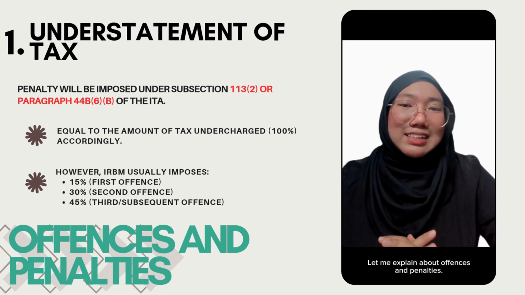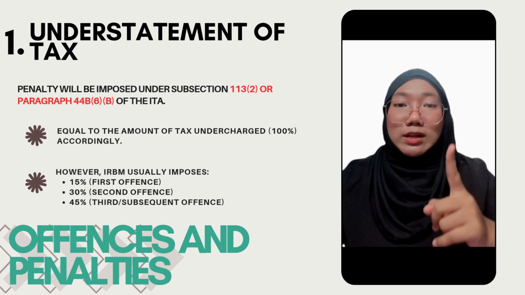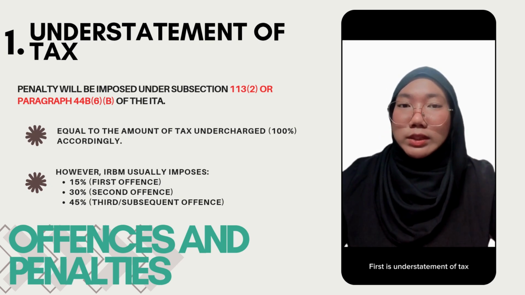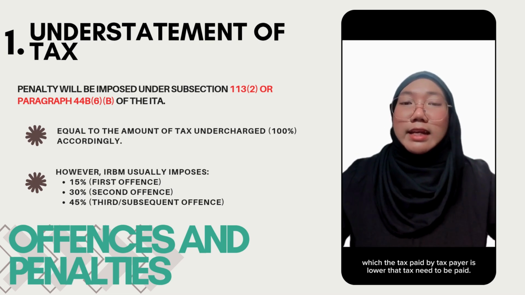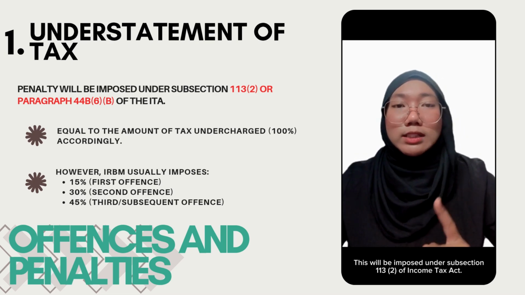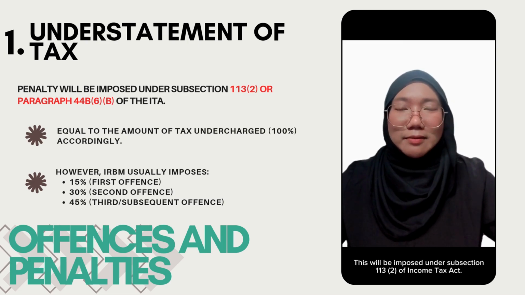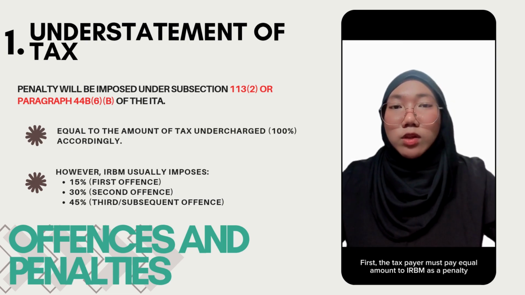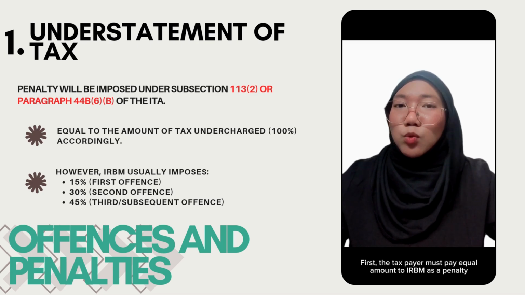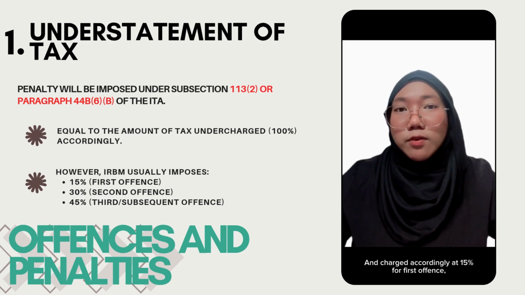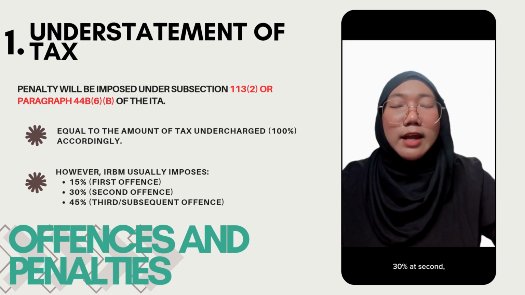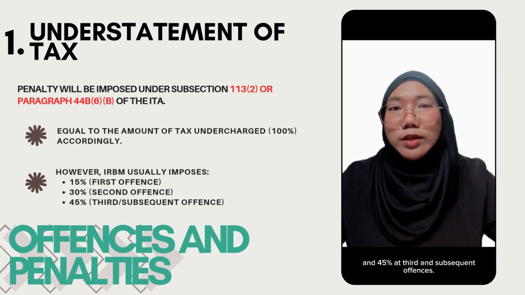Let me explain about offenses and penalties. First is understatement of tax, which is when the tax paid by the taxpayer is lower than the tax needed to be paid. This will be imposed under subsection 113(2) of the Income Tax Act. First, the taxpayer must pay an equal amount to IRBM as a penalty, which is charged at 100% and charged accordingly at 50% for the first offense, 30% at the second, and 45% at the third and subsequent offenses.